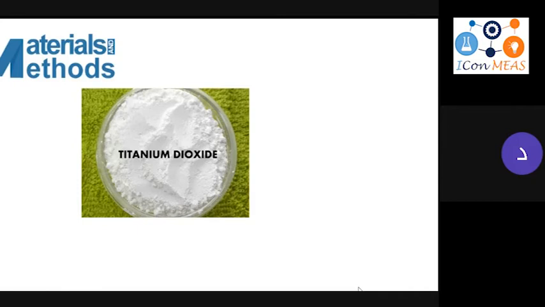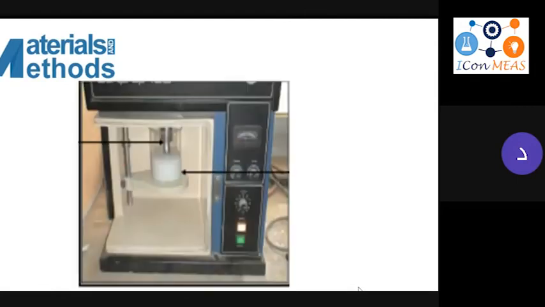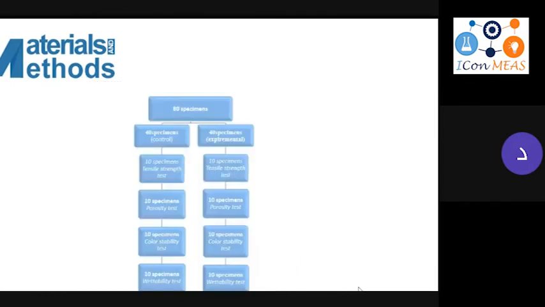Our material and method. 3% by weight of pre-silanized titanium dioxide nanoparticles were loaded to the acrylic monomer and mixed by ultrasonication using a sonication device with a probe for 3 minutes. 80 samples were constructed and divided into two groups, 40 samples without incorporation, which is the control group, and 40 samples with pre-silanized titanium dioxide nanoparticles, which is the experimental group. Then each group was further sub-distributed into 4 subgroups based on the conducted test.